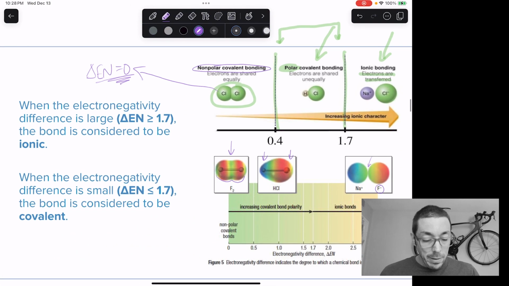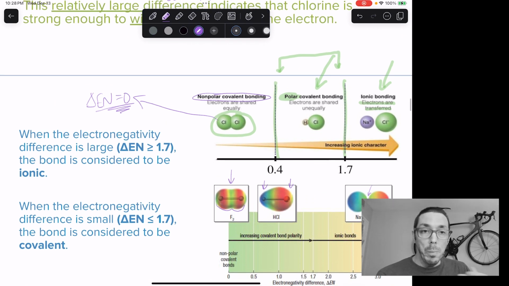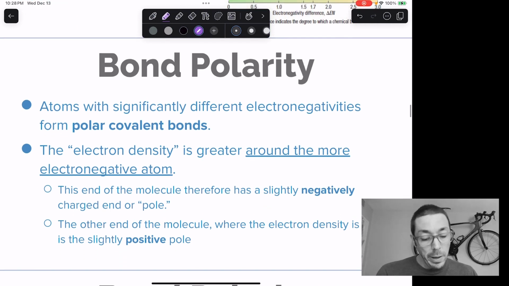So hopefully that makes sense, using electronegativities to figure out whether a bond is nonpolar, polar covalent, or ionic. So that is specifically bond polarity, looking at the electrons within one individual bond.